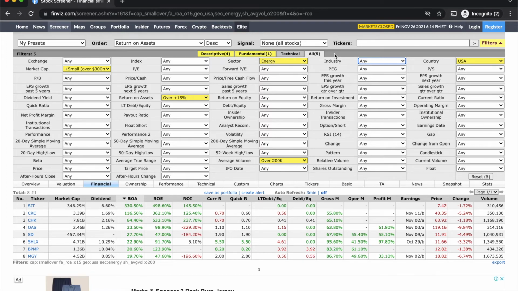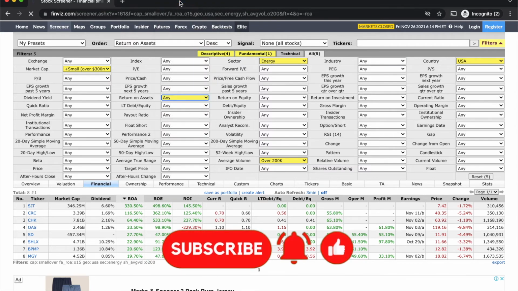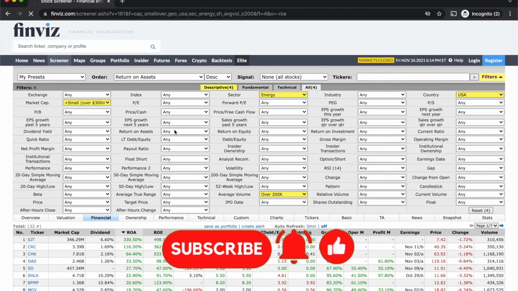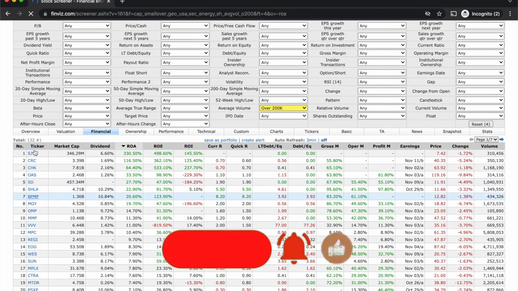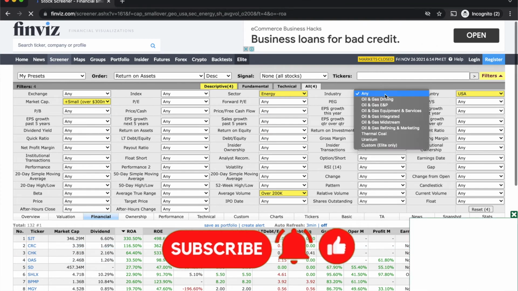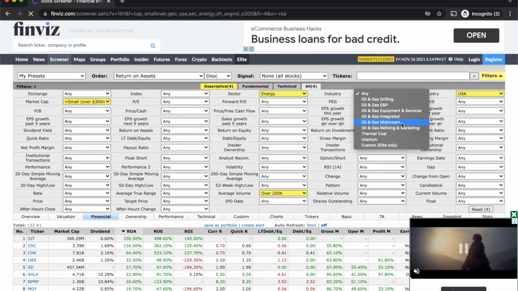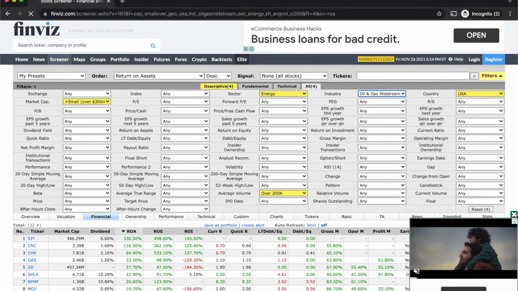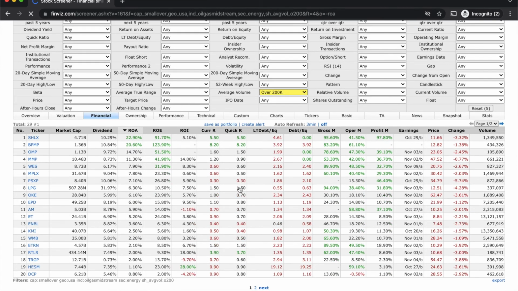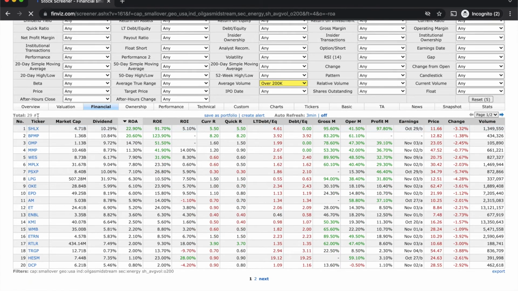And if you don't know the exact value of ROA, return on assets, just remove this filter, right? So let all the energy sector stocks get listed here. 132 stocks are being listed here. So let's narrow it down by industry. Let's put it as oil and gas midstream. If I put oil and gas midstream, I'm getting 29 stocks.